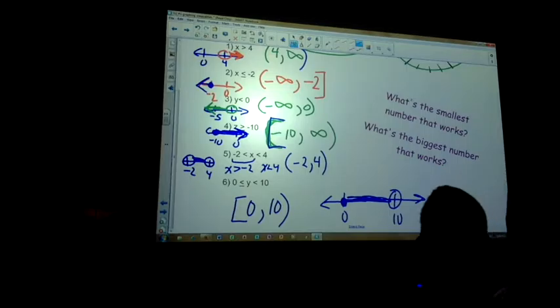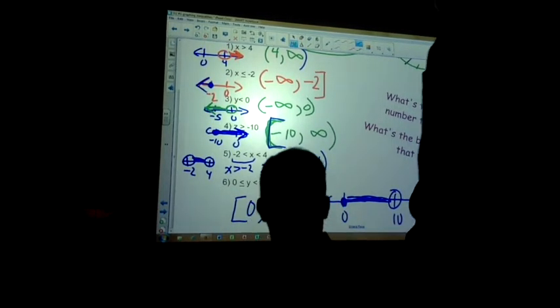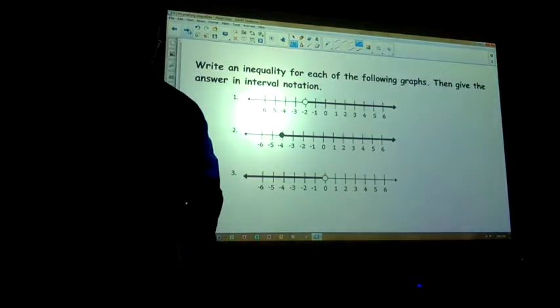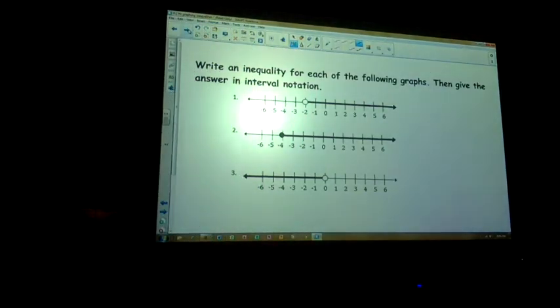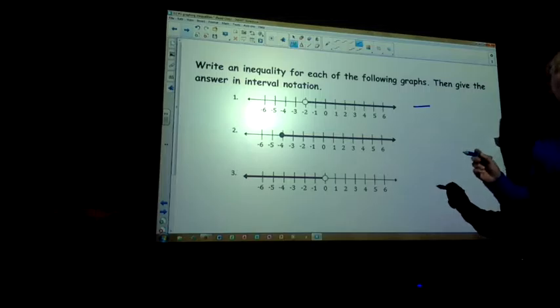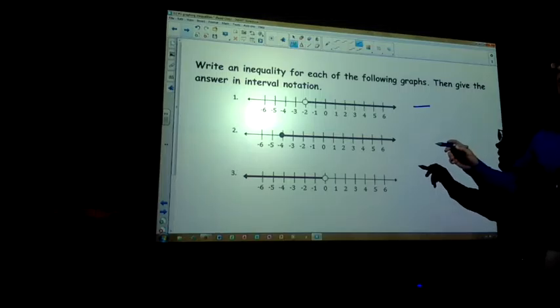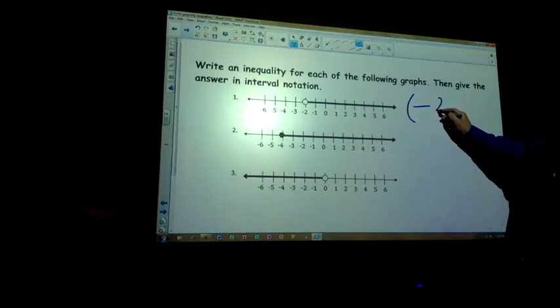Wait, so for the symbol on the left, you just make your own equation. We will. All right, let's take a look. Write the inequality for each. For problem number 1, am I including the point negative 2? No, I am not. So is it a rounded bracket? It is a rounded bracket. Good. Where am I going to?